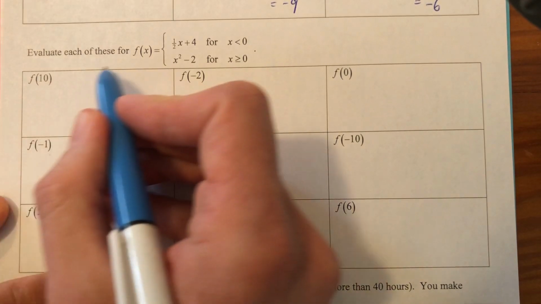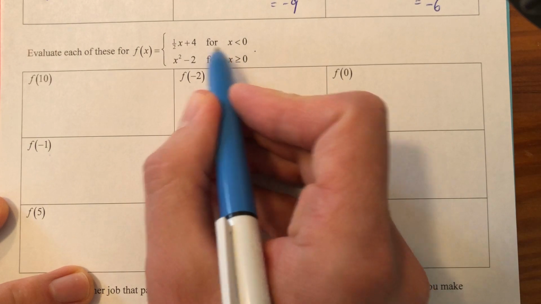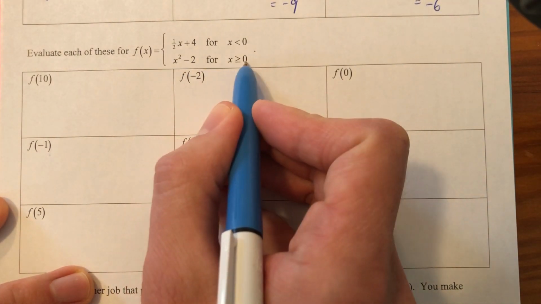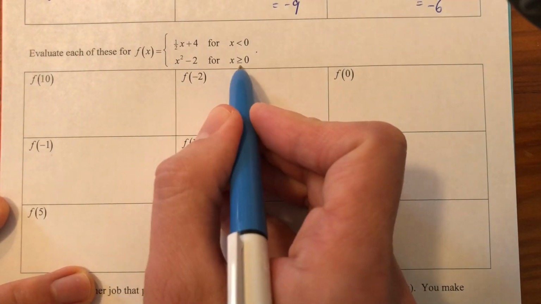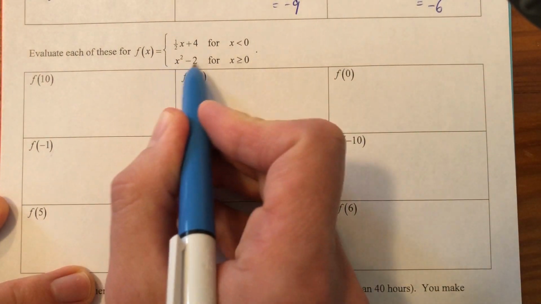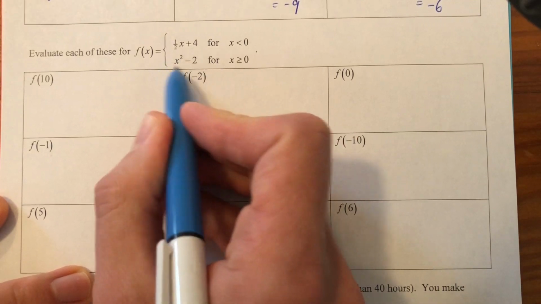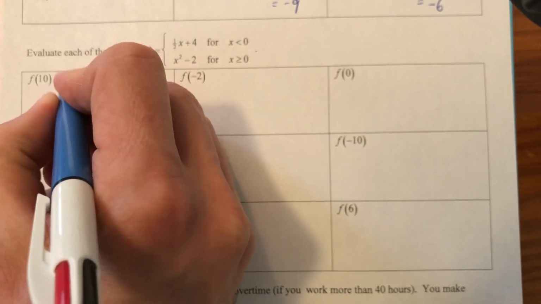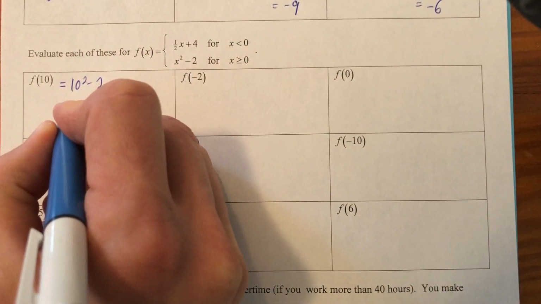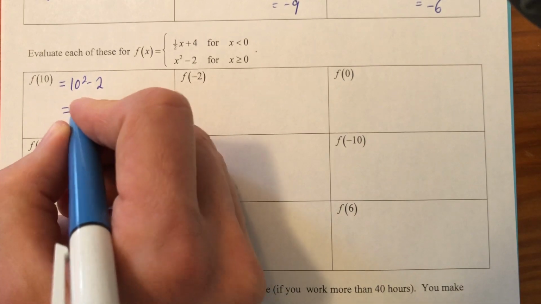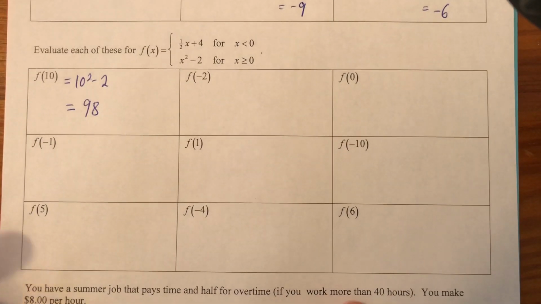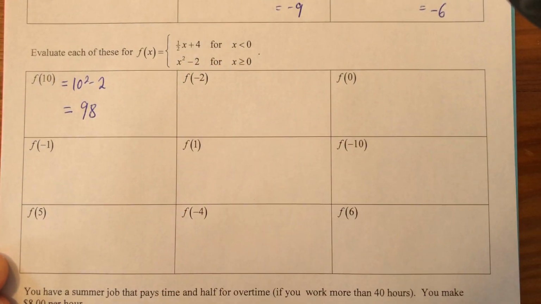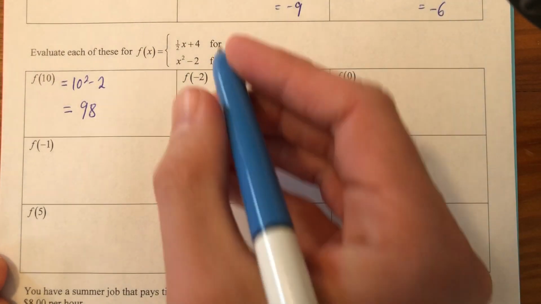Okay, well, 10, let's look over here. I'll use this if x is less than 0. I'll use this if x is greater than or equal to 0. Well, 10 is greater than or equal to 0, so I'm going to use this little guy right here, that piece of the function. So I'm going to use x squared minus 2. So I'll go 10 squared minus 2, that'd be 100 minus 2, so 98. The only difficult part about this is knowing which piece of the piecewise function to use.